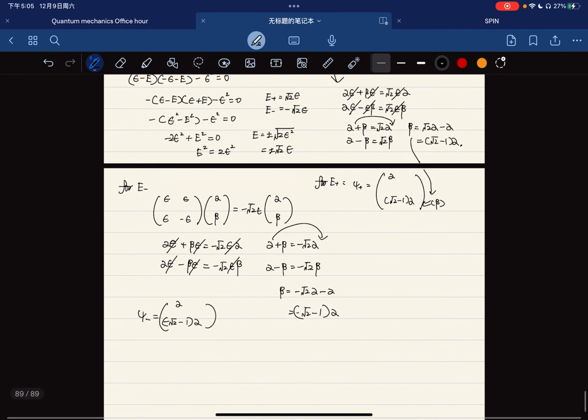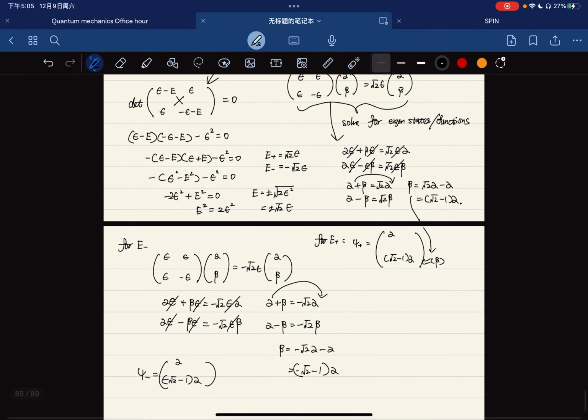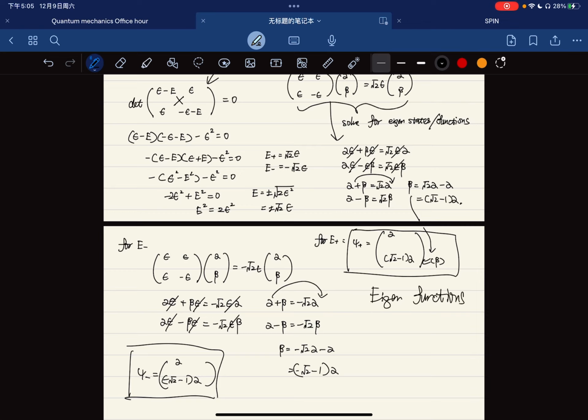Okay, so now I have these two eigenfunctions, the e plus corresponding to the phi plus and the phi minus corresponding to the e minus. So these and these are my eigenstates, and these two e would be the eigenvalues.